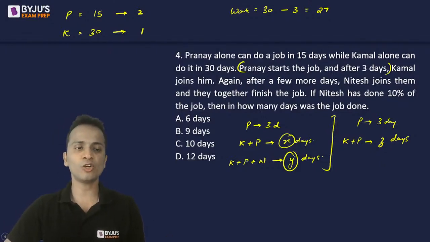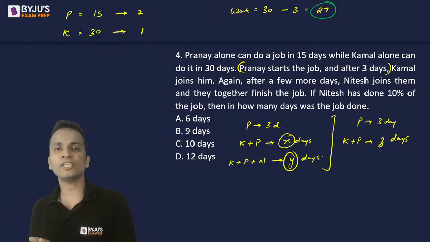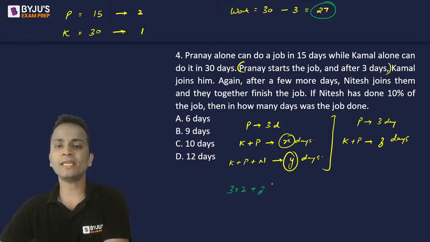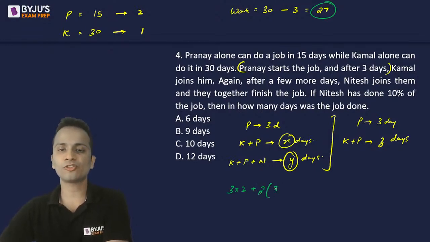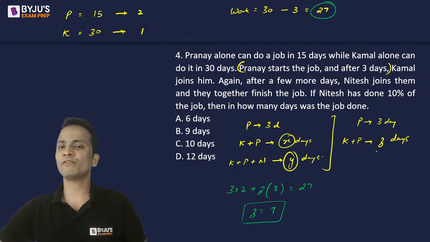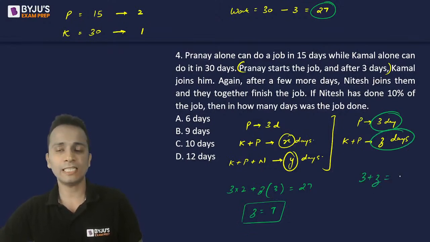Right. So now you can make the equation. The work here will be 27 units. The work that is done by Nitish is not considered in this equation. So 3 day work of Pranay, 3 multiplied by 2, plus Z days work of Kamal and Pranay, that is 3, is equal to 27. So you can find out the value of Z. 27 minus 6 is 21. 21 upon 3 is 7. So the value of Z is 7. So the total number of days in which the work got finished was 3 plus Z. So 3 plus Z, that is 10 days will be the final answer.